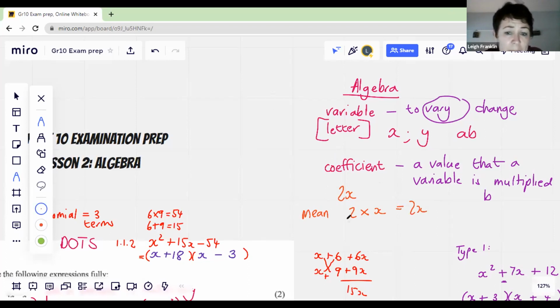Coefficients can be positive or they can be negative. So I could also have something like this: minus 3y plus 7x. In this expression over here, there are two terms. It's a binomial. The coefficient of y is negative 3. The coefficient of x is 7. Does that make sense, guys? Do you want to, yes, no, thumbs up, thumbs down?